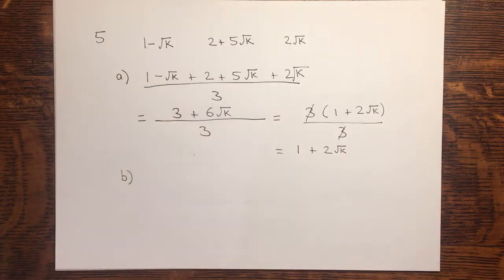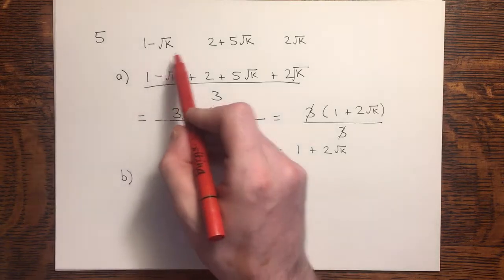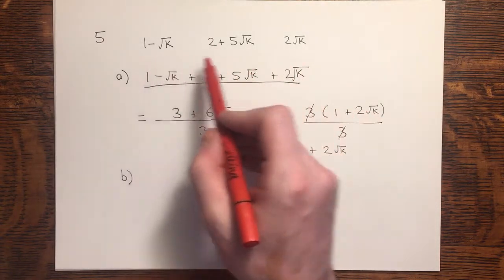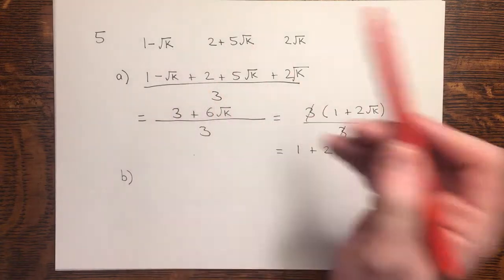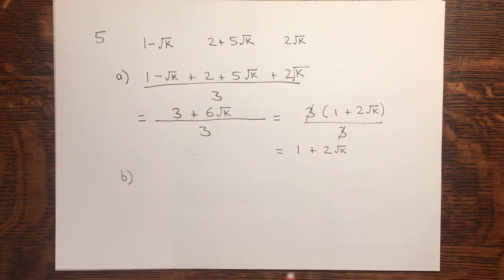In part B, we're asked to find the range, which is the highest minus the lowest. That presents a slightly bigger problem because it's not immediately apparent which is the highest and which is the lowest. But if we use the fact that's given in the question that k is a positive integer, we know that k is either 1, 2, 3, 4, etc.